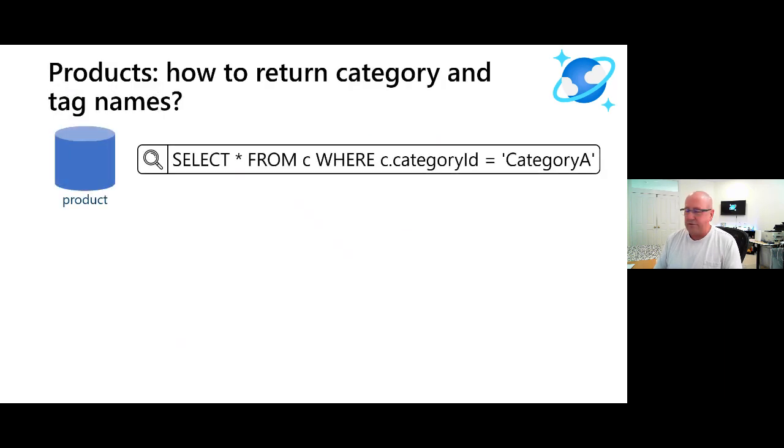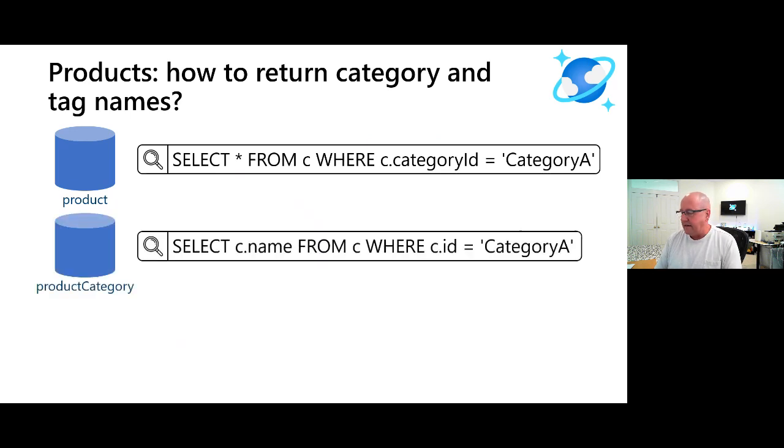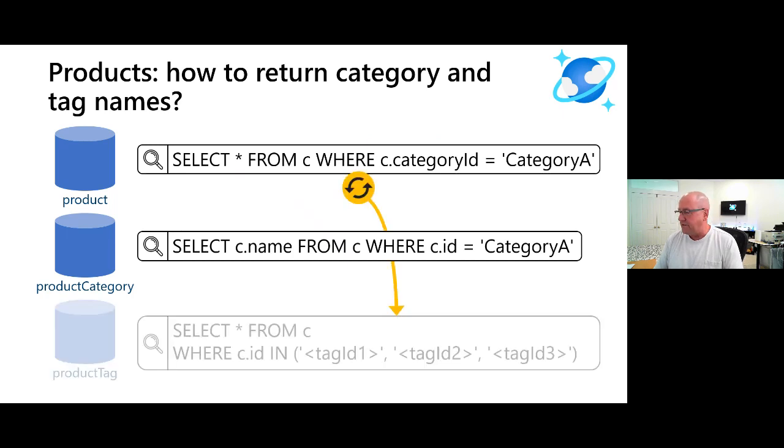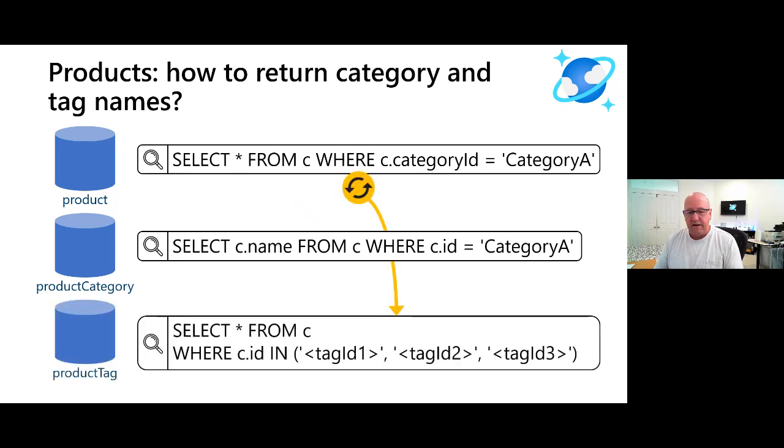Well, I guess I'm going to have to run a bunch of different queries. So I've got to first issue this query, select star from C, where C.categoryId equals category A, and that's going to give me all my products. Next, I need to go to my product category table, or my container, and get the name of that. So I've got to issue another query there. And then for each of the tags I've got within there, I need to run iterative queries on my product tag container and get all those.